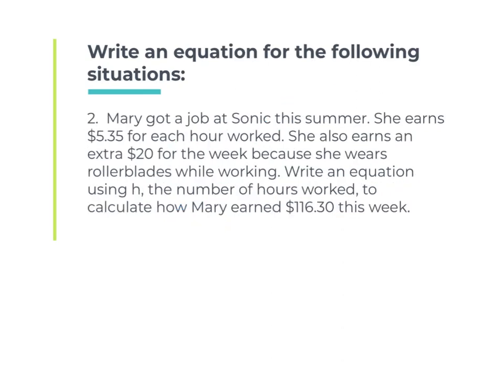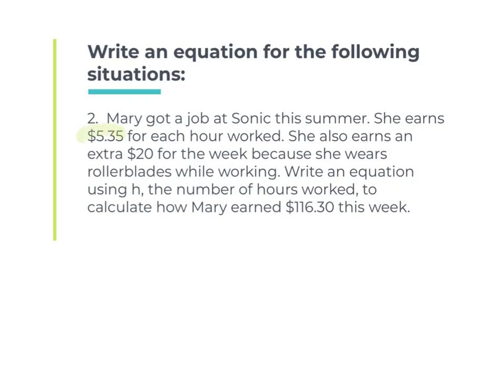Okay, let's try situation 2. Our first step being to simply read the word situation. Number 2, Mary got a job at Sonic this summer. She earns $5.35 for each hour worked. She also earns an extra $20 for the week because she wears rollerblades while working. Write an equation using h, the number of hours worked, to calculate how Mary earned $116.30 this week.